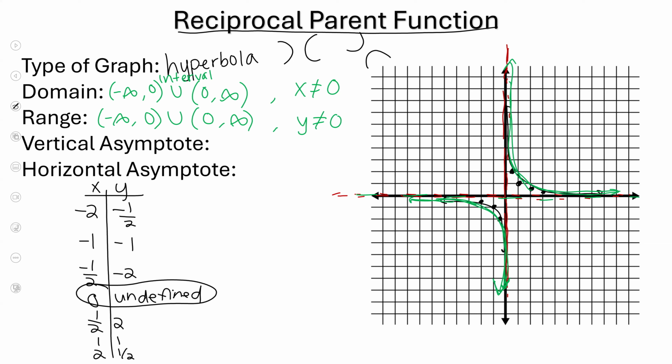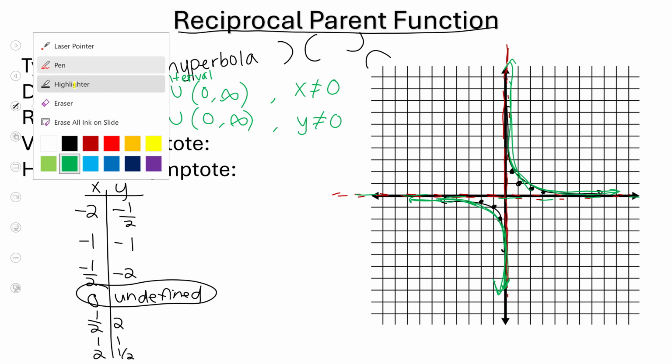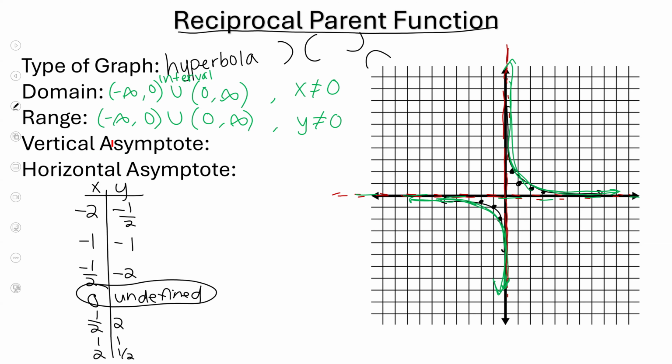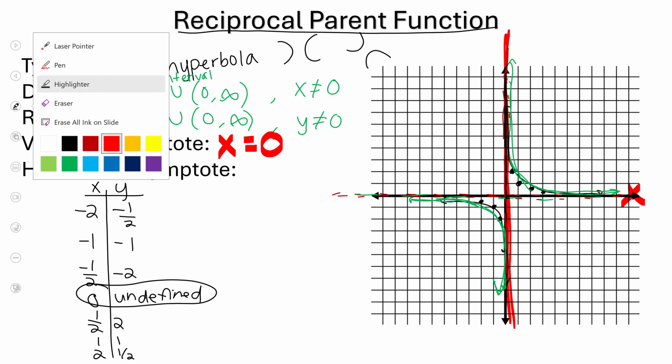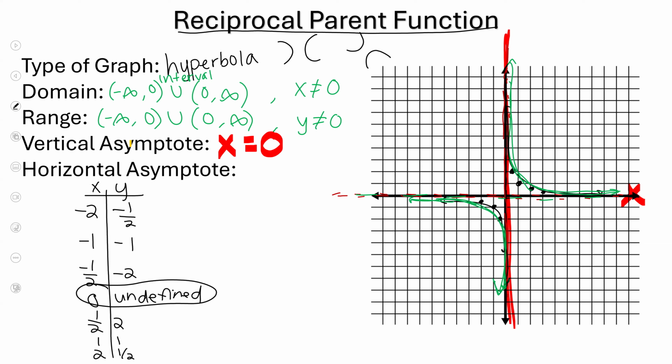Okay, your vertical asymptote. Let me highlight the vertical asymptote. This is the vertical asymptote. This is the line that your graph will never touch. That crossed the x-axis at 0. So I'm going to put x equals 0. Your horizontal asymptote is right here. That crosses the y-axis at 0.